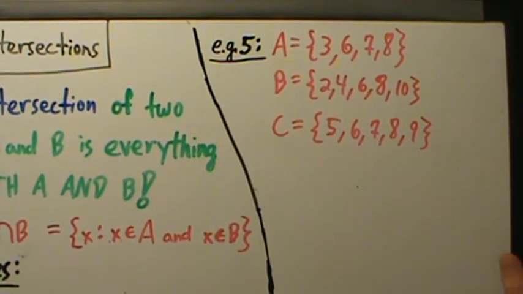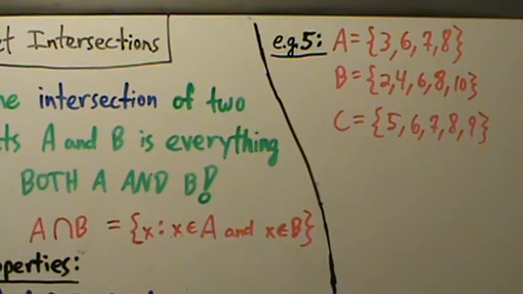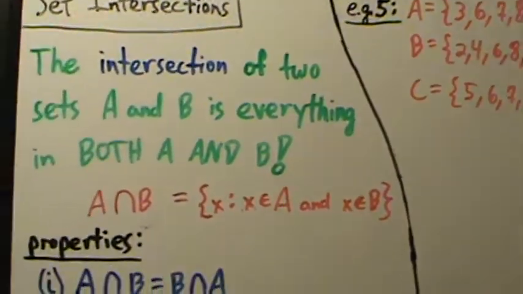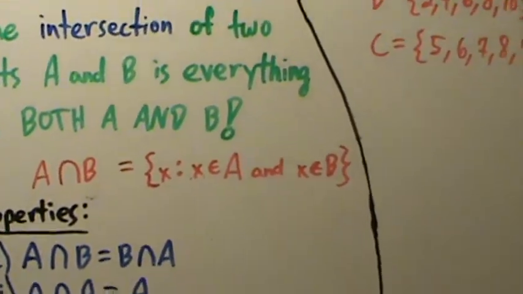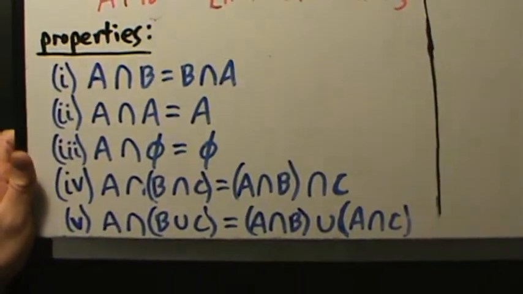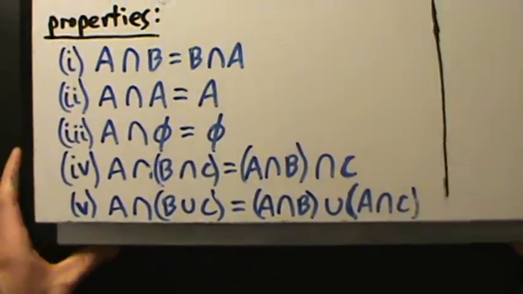Okay, here's example 5 with intersections. This example is actually going to involve intersections and unions, so make sure that you're familiar with both of those before we move on. We covered both intersections and unions in separate videos earlier. What we want to do now is illustrate this fifth property here.